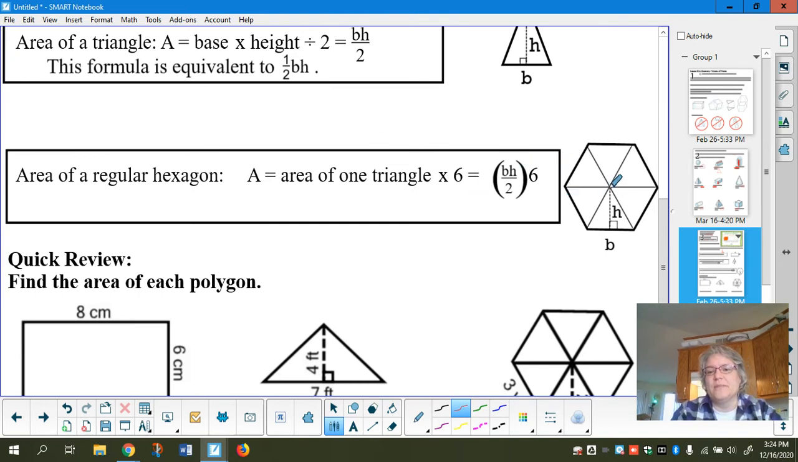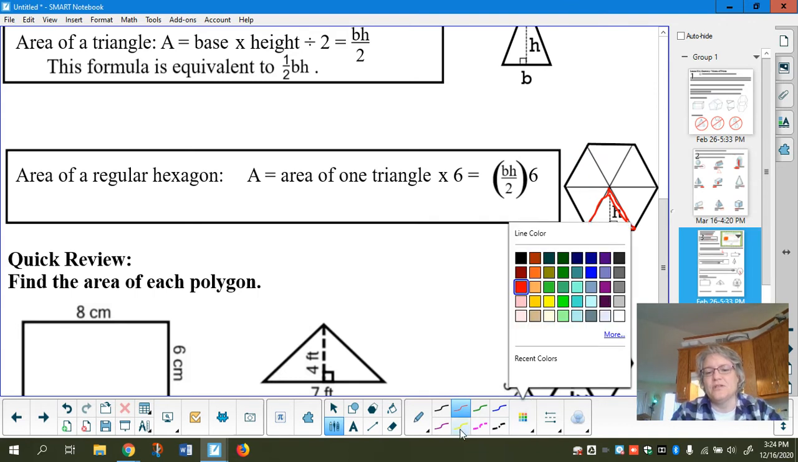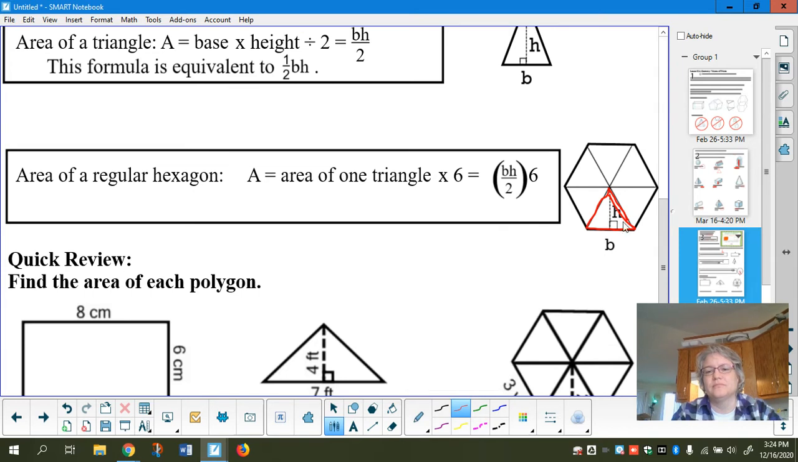If you think about it, a regular hexagon is a bunch of triangles hooked together. So we find the area of one triangle, base times height divided by 2. And once we know the area of this triangle, then we multiply that by the 6 pieces that are all the same. So if I knew the area of this, for instance, was, say, 3, then this is 3, this is 3, this is 3, this is 3, this is 3. The area of the whole thing is 3 times 6, or 18.